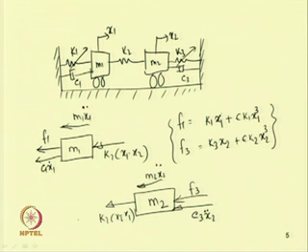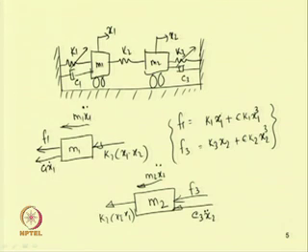Combining these, we can write the equation of motion in this form, that means M1 x1 double dot plus F1. For F1 I can write this equation in this form, that is K1 x1 plus epsilon K1 x1 cubed.